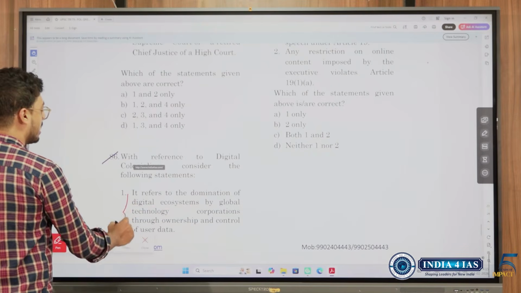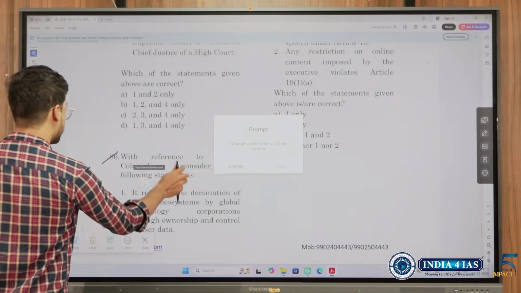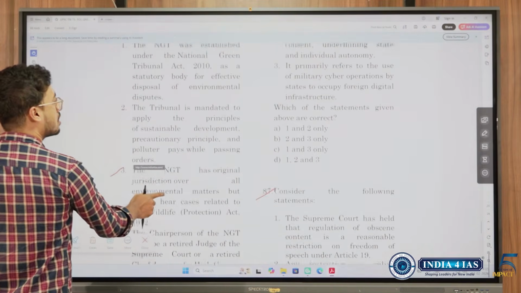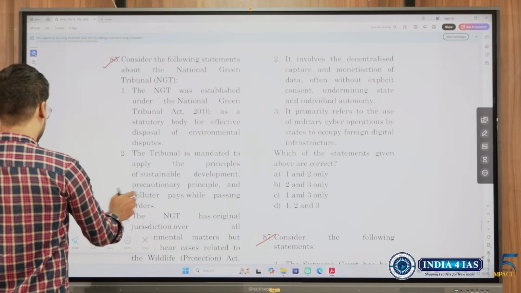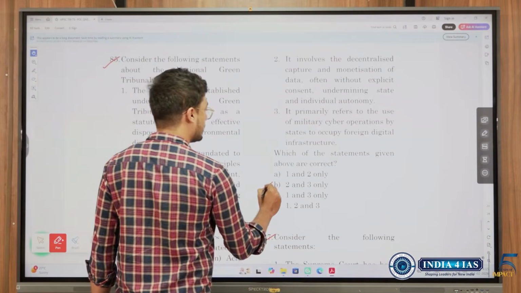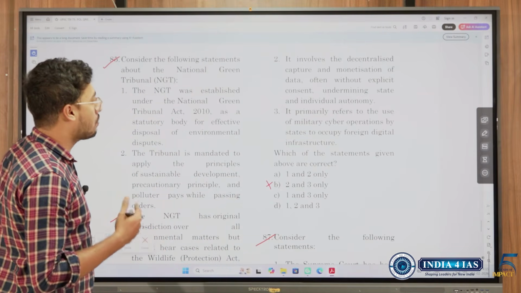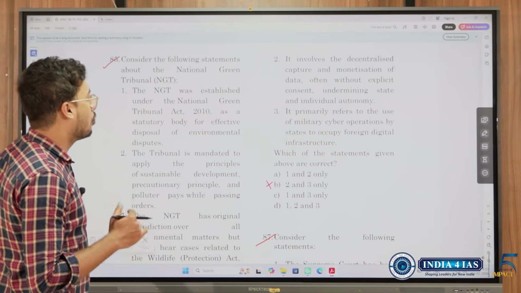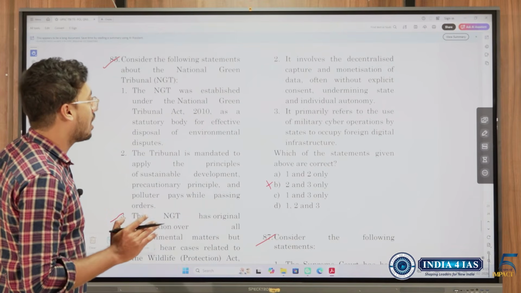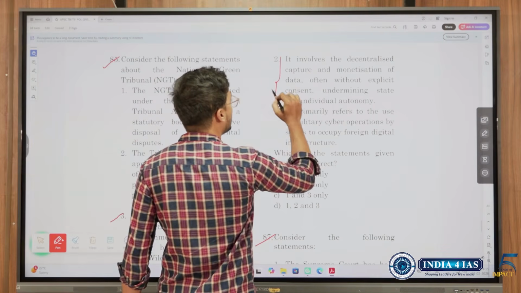See, this is correct. Nobody can say this is wrong. It is a very generic sentence. We'll see the other statements. So one, we take as correct. It involves the decentralized capture and monetization of data without explicit consent, undermining the state and individual autonomy. Just think of it. This is correct for you.